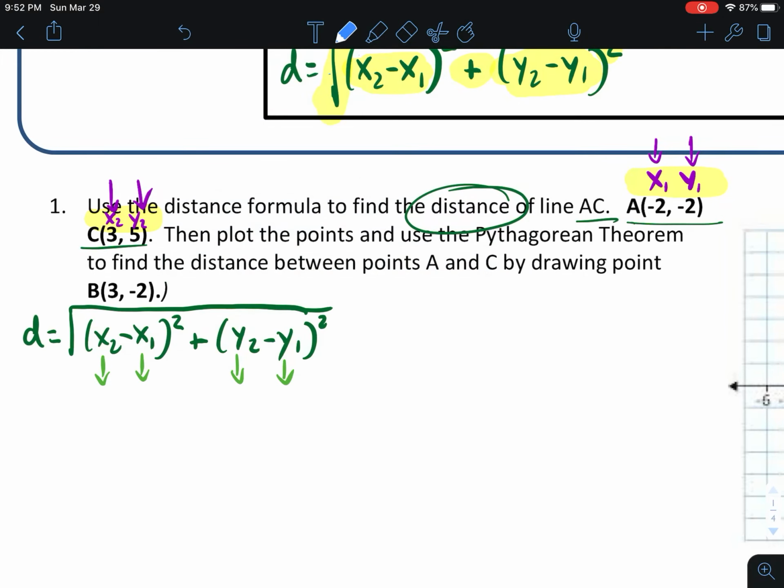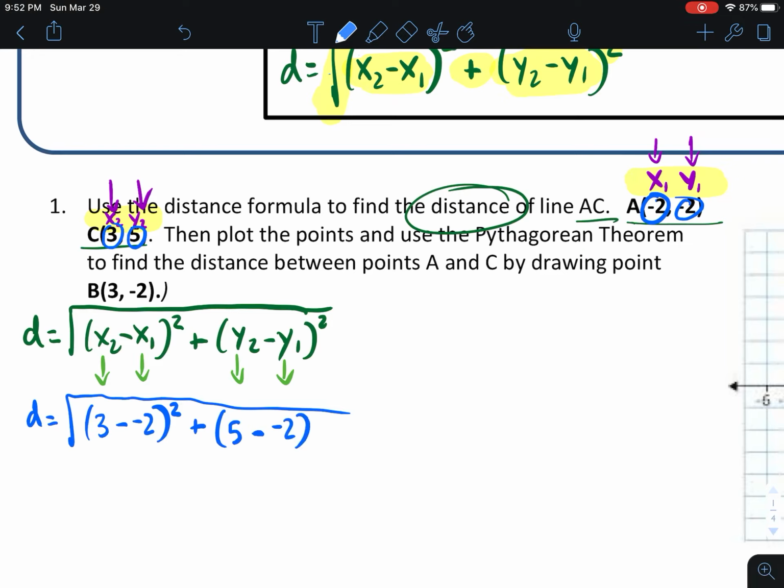Because now you know to find the distance, d equals, the big square root is still there. And now you know x2, well, we labeled that. It's right here, that's 3. Minus the x1, that's all the way over here, that's the -2. Be careful, negatives will stack. That's a minus and a negative. Don't forget to square it. And then it's a plus sign. Now let's do the y's. The y2, I labeled it, it's right there, 5. Minus the y1, which is over here, -2. Squared. So it's just a matter of putting everything in its right spot.